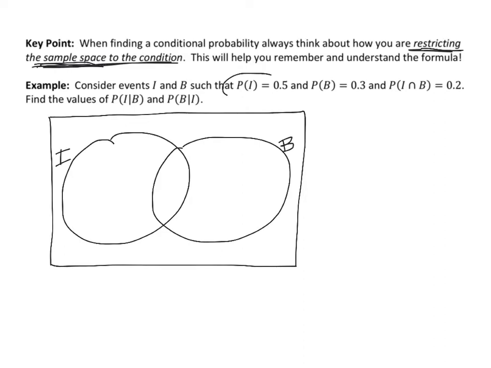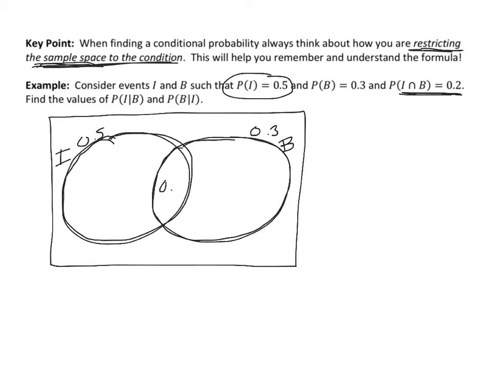We're told that the probability of I is 0.5, so this entire circle is 0.5. You guys know I like to write the 0.5 out here. And then the probability of B, this other circle, this entire circle then has to be 0.3. Then we're told that the intersection is 0.2, so that means that this part here is 0.2. Given that, how much is this crescent? If the whole thing is 0.5 and the middle part is 0.2, this part here has to be 0.3. And similarly, this crescent of B alone over here has to be 0.1.